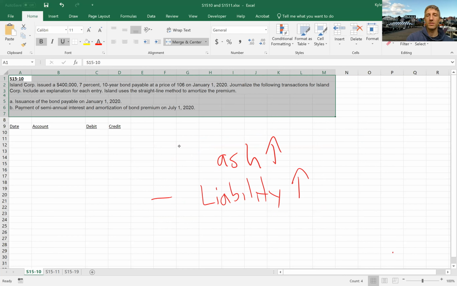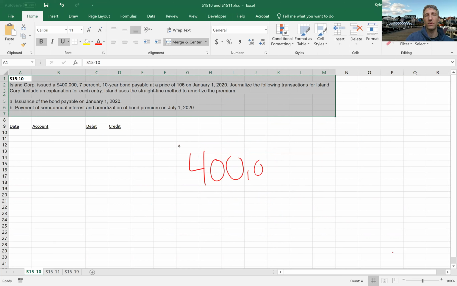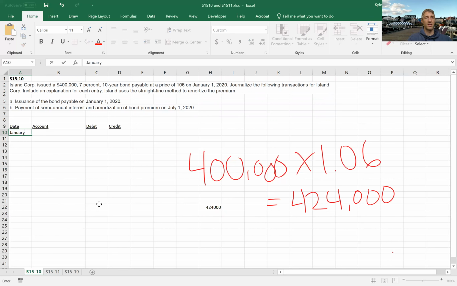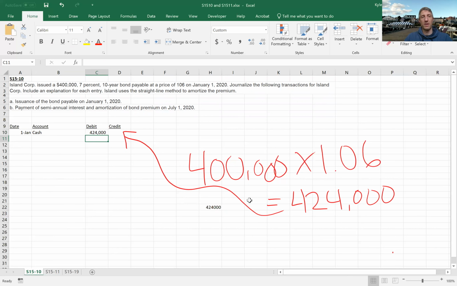So to start this problem, I know cash is going up, and to calculate how much cash is going up by, it's simply going to be the face value, the 400,000, multiplied by 1.06. And that's math that I can't do in my head, so it's going to be 400,000 times 1.06, and that's $424,000. So that's going to be the debit to cash, and I'm debiting cash because cash is an asset. And to increase assets, I debit an asset. So 424,000. That's how much cash for this company is going up by on January 1st.